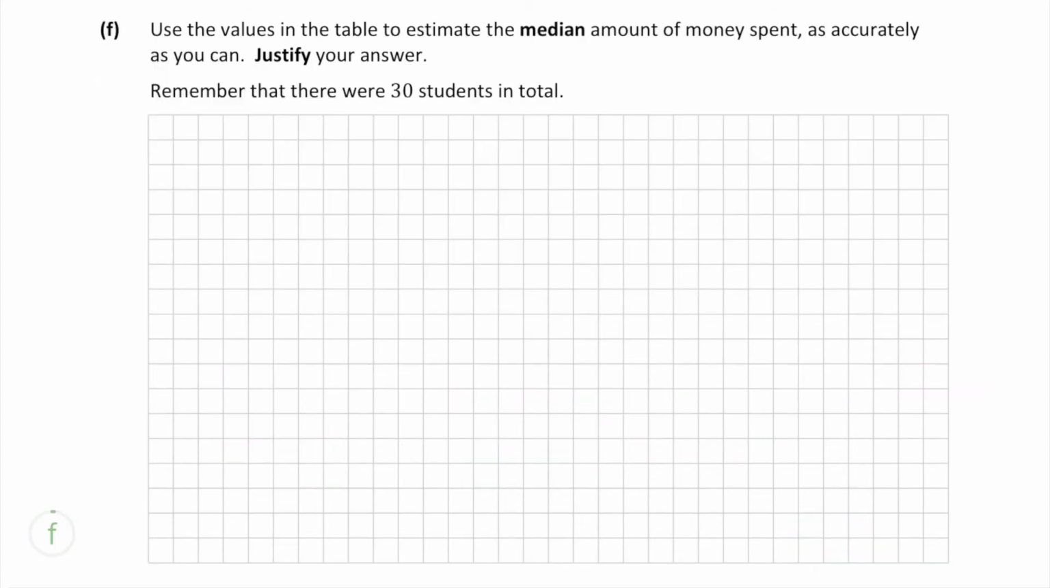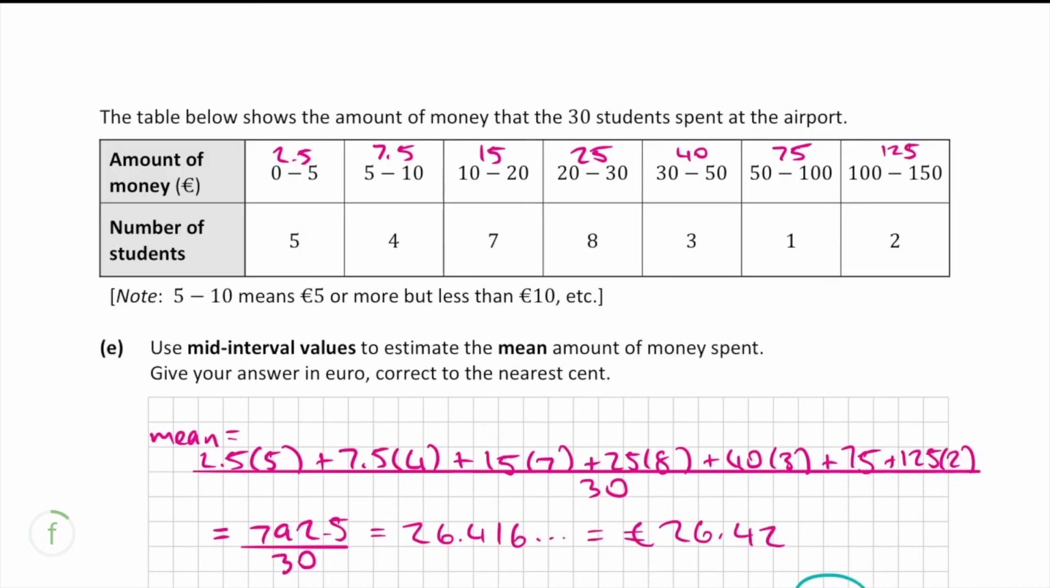In part F, we have to use the values in the last table to estimate the median amount of money spent. So since there is 30 students in total, the median will be between the 15th and the 16th student. So starting from the start, the 15th and 16th students would end up in the 10 to 20 euro interval.